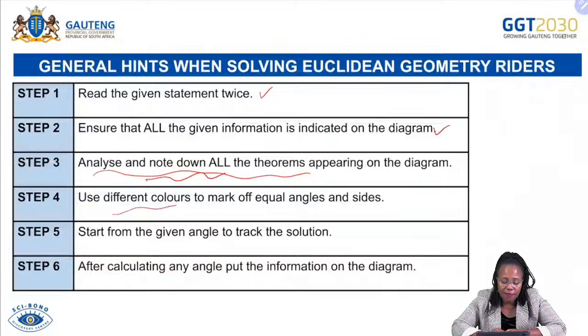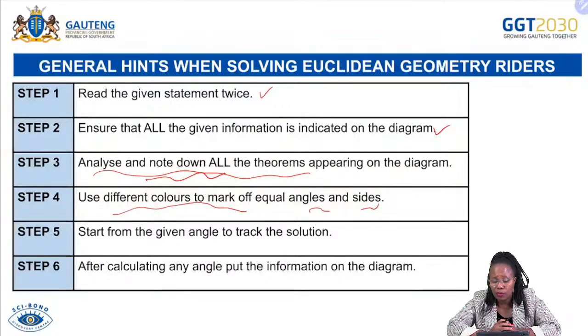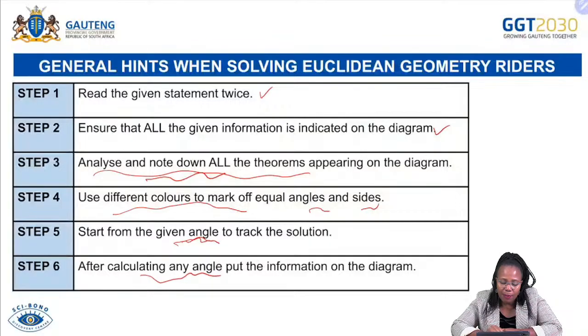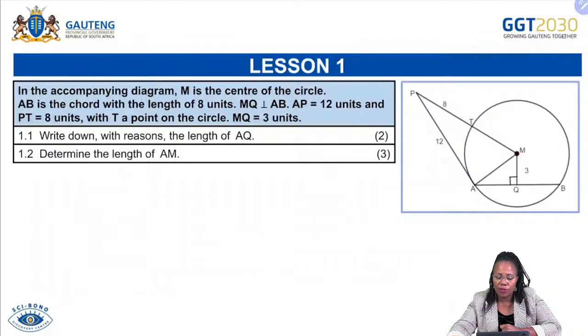And then use different colors to mark off equal angles and sides as you are analyzing your diagram. And then start from the given angle to track to the solution. The given angle will always assist you to find the unknowns. And then after calculating any angle, put the information into the diagram because it might lead you to solve the next problem. So these are the hints, grade 12, that you can take with you when you are solving your riders. Now let's start with the first lesson.